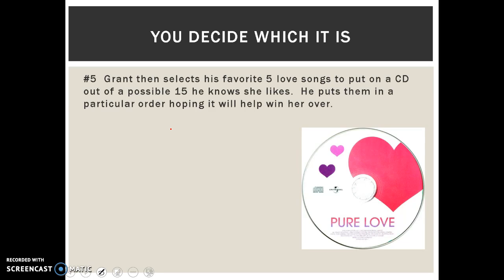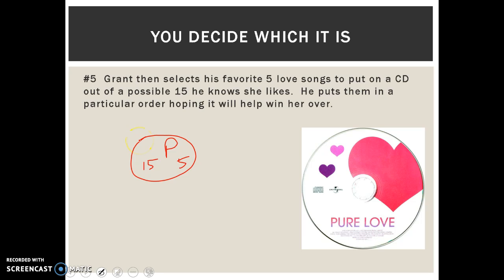Grant then selects his 5 favorite love songs to put on a CD out of a possible 15 he knows that she likes. So he puts them on a CD in a particular order so that he can play his love songs on the radio when they go to whatever it is they're going to go to on their date. So does the order matter? Well, it does. He wants to have the first song first, and so this would be a permutation. He's picking from 15 songs, and he's picking 5 of them. So this is a permutation.